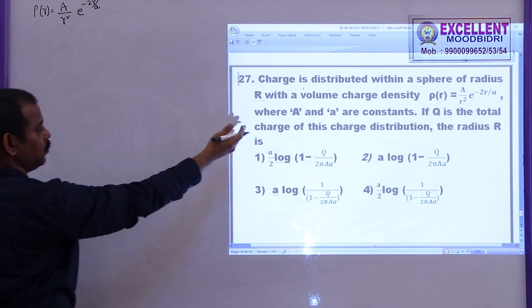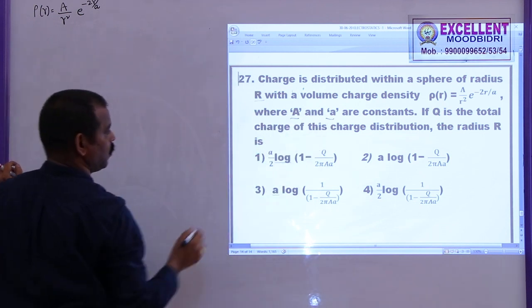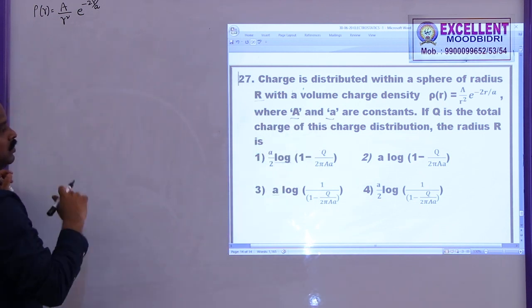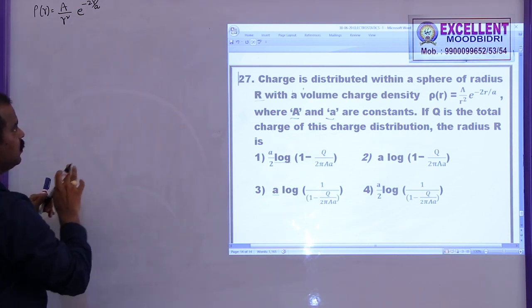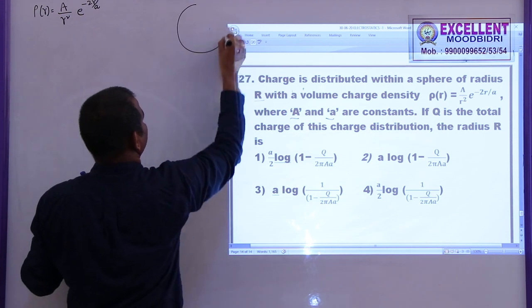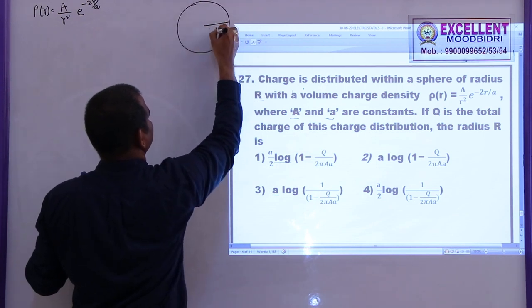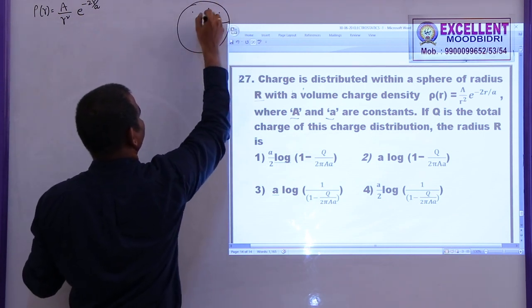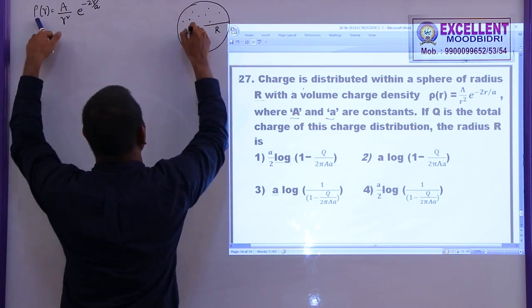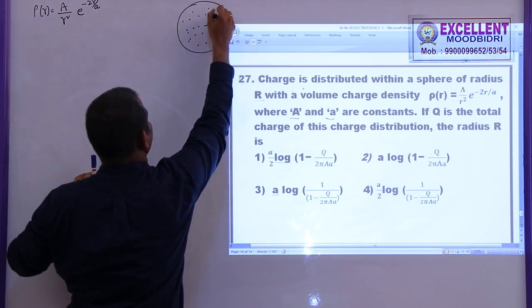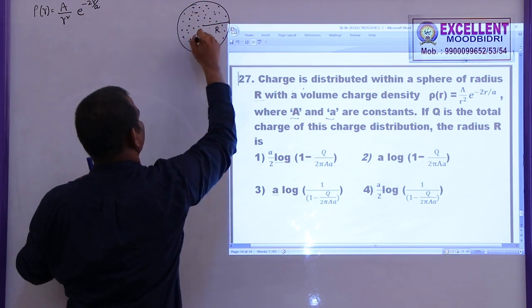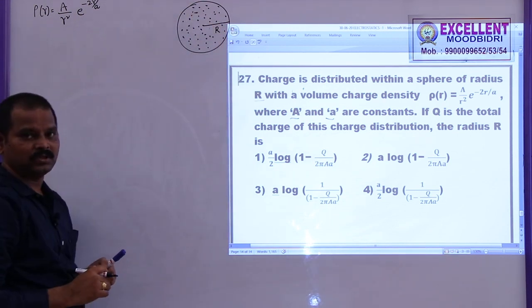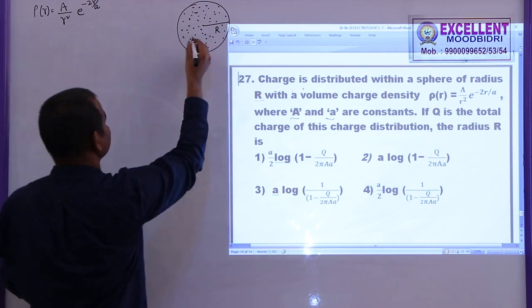Now A and small a are constants, and Q is the total charge on this charge distribution. What is the radius in terms of the other parameters? So let me take one sphere here. This is a sphere of radius capital R. Charge is distributed throughout its volume because volume charge density is given. This is generally uniform, but this is a problem where the charge density is not uniform. So here it depends upon distance r.